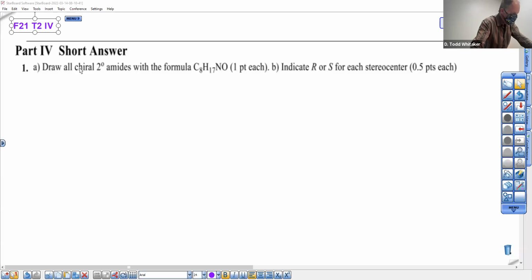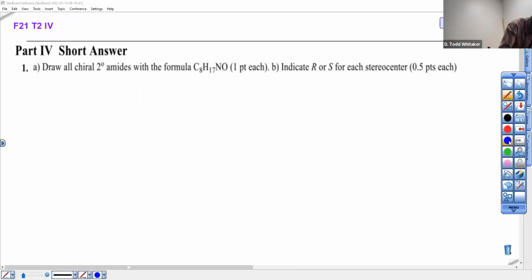All right, we have a request for drawing all chiral secondary amides. So before I even finish reading the question, I'm going to draw the minimum secondary amide, and we'll work on chiral later.